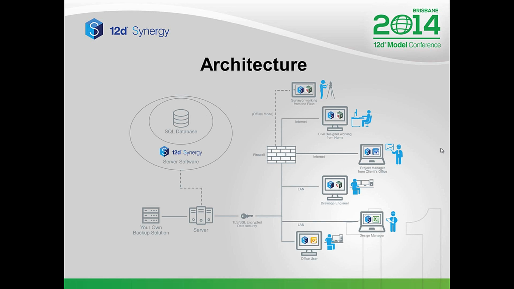So let's talk about the architecture. This is an overview of the architecture of 12D Synergy. On the left-hand side, we have the 12D Synergy software sitting on a server within your office, or it could be a data center. And on the right-hand side, we have all the different types of clients that can connect to it. So this could be a 12D Synergy client program, or Outlook, or Excel, or Word. And these can be people connecting from within your office, such as a drainage engineer or the design manager.